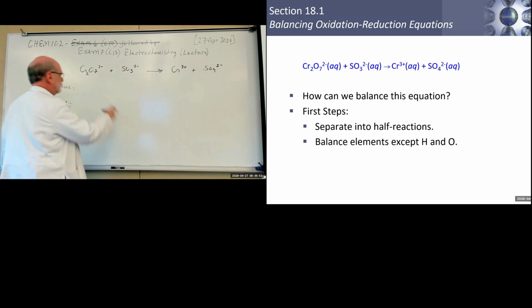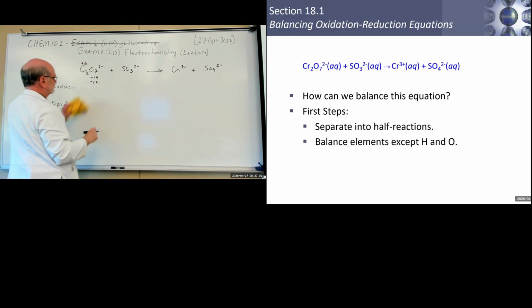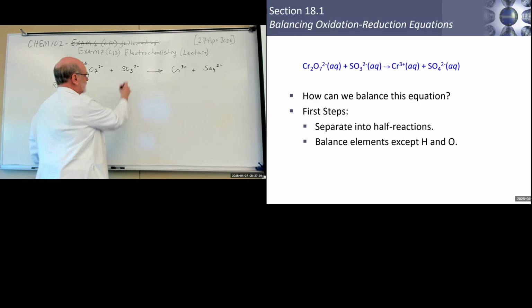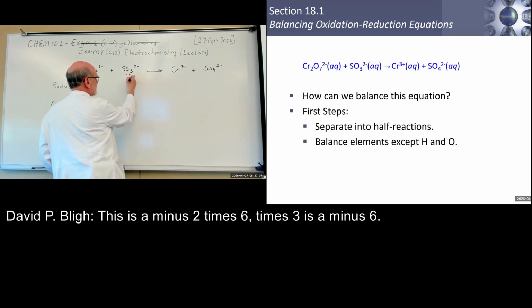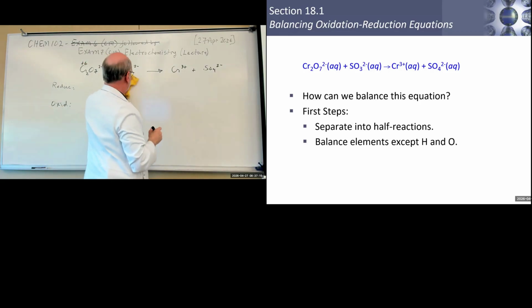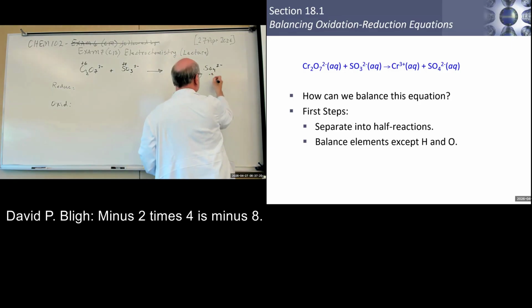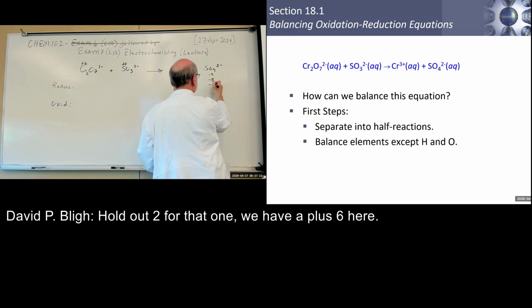Okay. 2 minus times 7 is minus 14. We hold out 2 for that minus. That means we have a +6 here. This is a -2 times 3 is -6. We hold out 2 for that negative. That means -4 is balanced over here with +4. Chromium's got its charge. -2 times 4 is -8. Hold out 2 for that one. We have a +6 here.